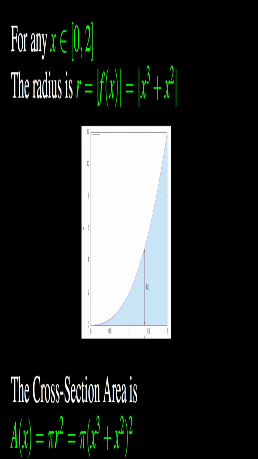The cross-section area of the disk is given by the formula A of x, which equals pi times the square of the radius. In this case, the radius is the absolute value of f of x, which is the absolute value of x cubed plus x squared.